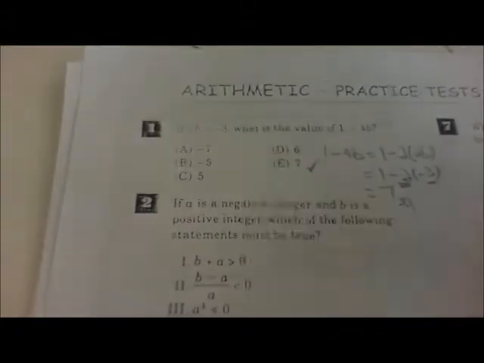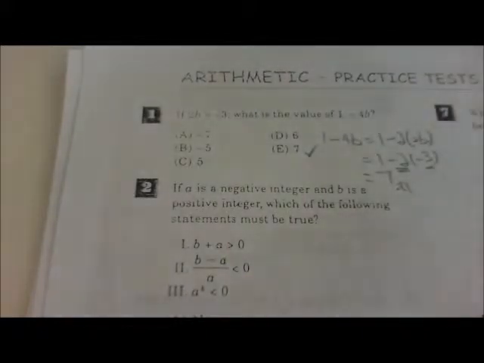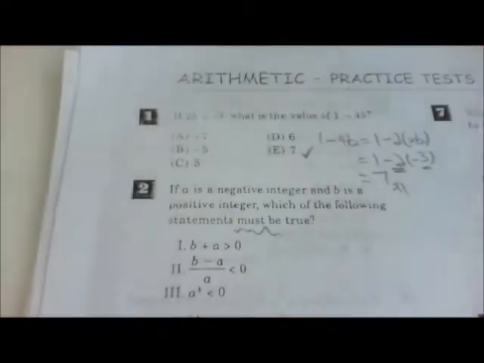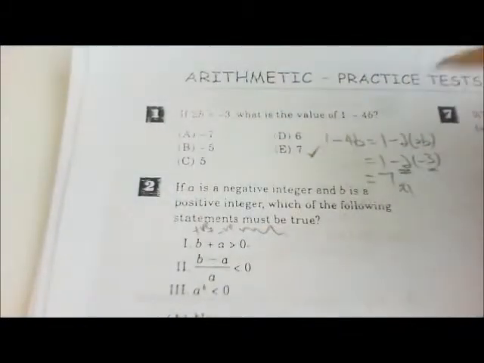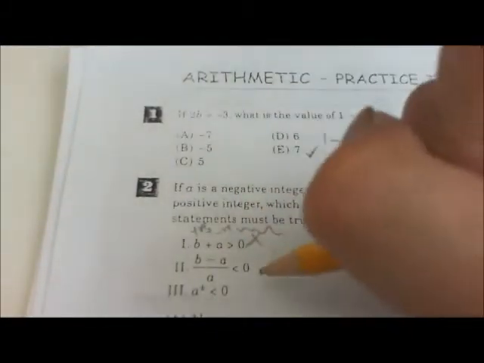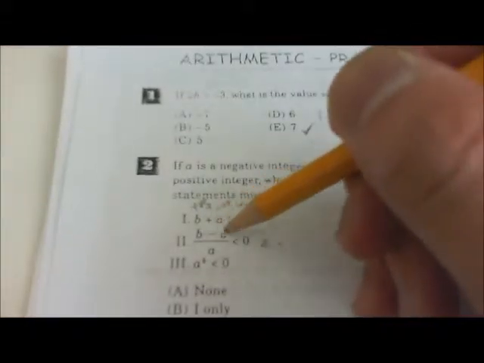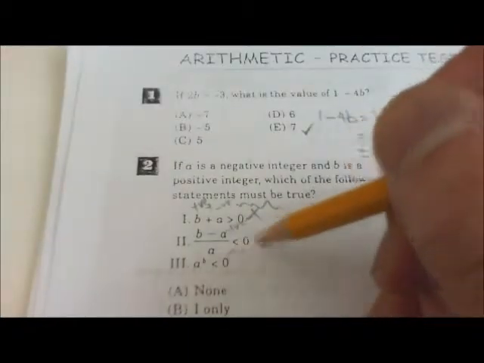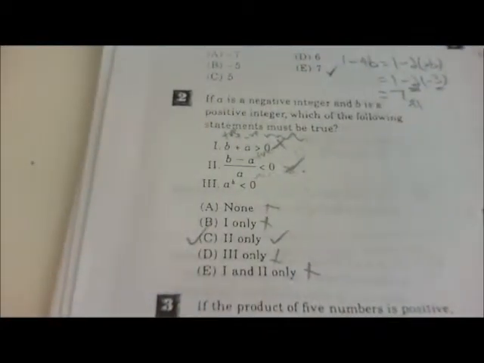Number 2. They ask: if A is a negative integer and B is a positive integer, which of the following must be true? A negative, B positive. So a positive plus a negative is greater than 0? That's not necessary, so this one is out. I don't know this yet. Then positive minus negative becomes positive on the top, divided by negative, so it's always negative. Yes, 2 is correct. So 1 is out, 2 is correct. So that's a C.